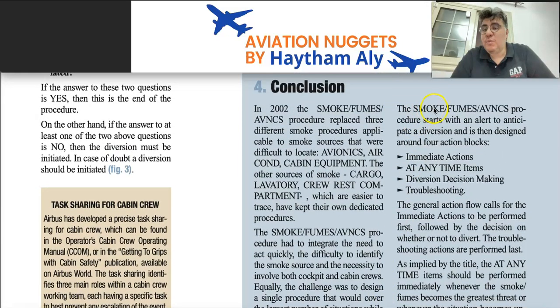Again, everybody, the smoke, fumes, avionics procedure starts with an alert to anticipate a diversion and is then designed around 4 action blocks. Immediate action, ventilation, at any time, emergency electrical shedding, diversion decision making, 2 questions to ask, and the troubleshooting, where you may assess the situation more to identify the source of the smoke and kill it.